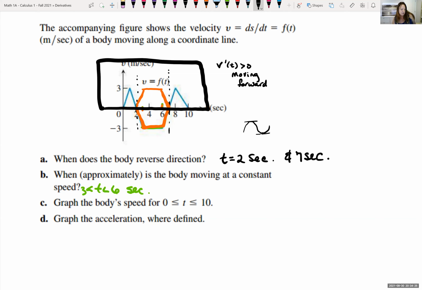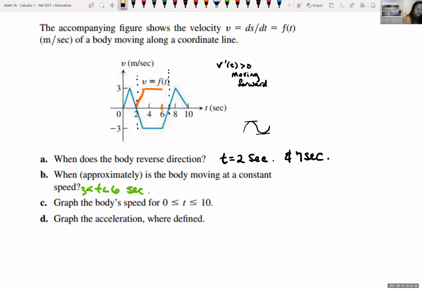And the last question asks us to graph the acceleration. Well, if we're graphing the acceleration function, we need to find out what the slope is of our velocity function. So I'm just going to erase this for now so I can see better. It shouldn't be too bad because this doesn't have any curves. And so we have lines in here and it's easy to find the slope of lines.